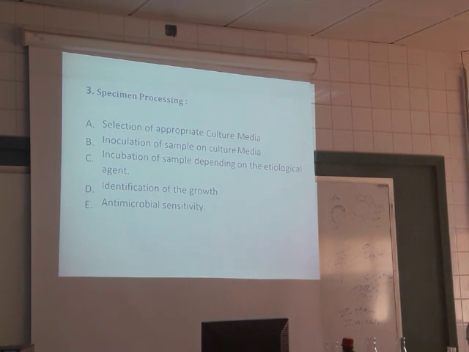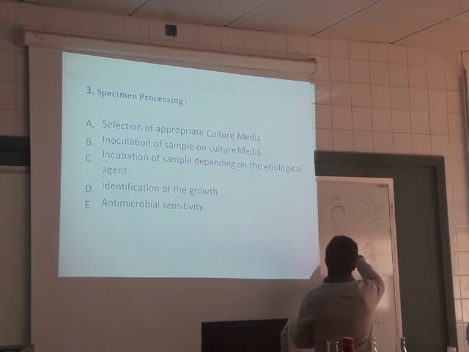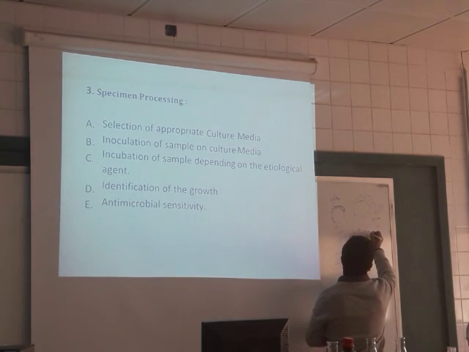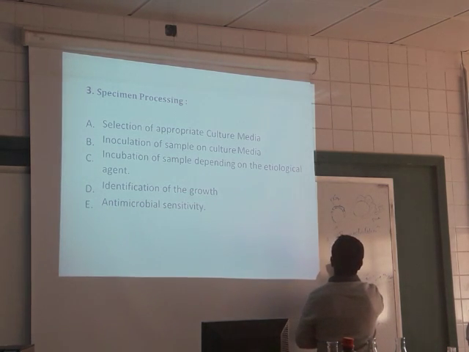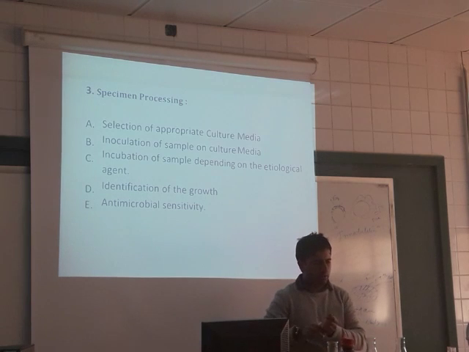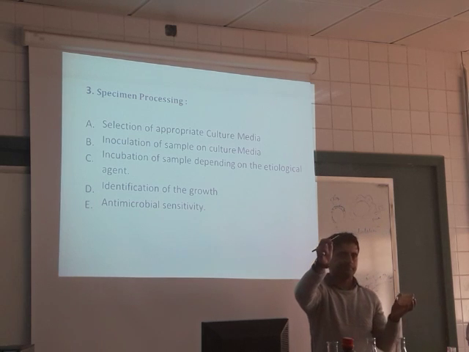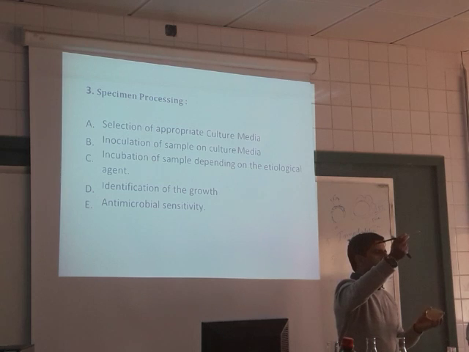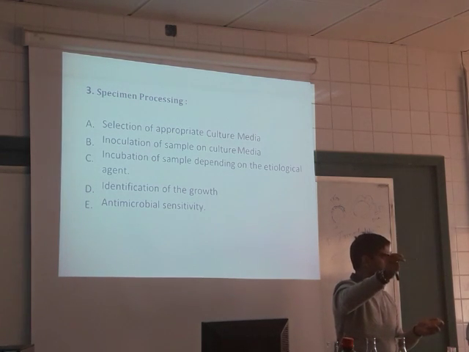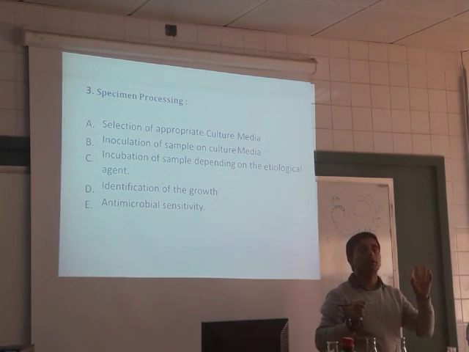Okay. Now the second method for a microorganism is called culture. In the culture, what you need first is inoculation. First step. What is the inoculation? This is the culture plate. This is called a loop. Okay? You pick up a colony or a sample, for example a blood sample or a urine sample, and you put it like this. This is called inoculation.